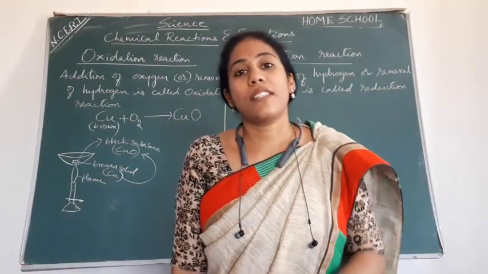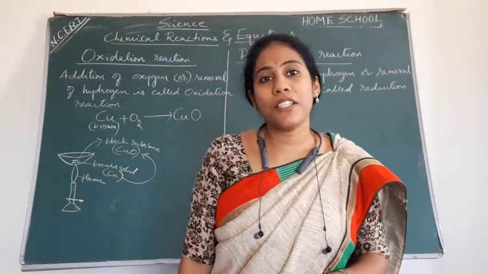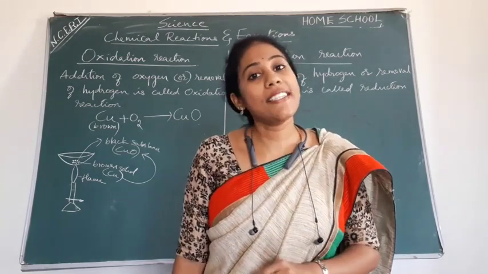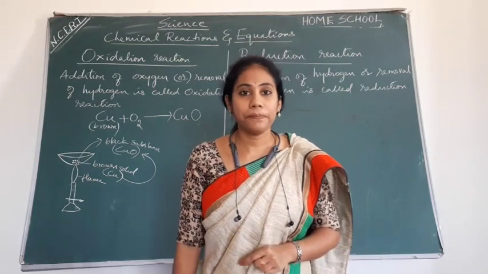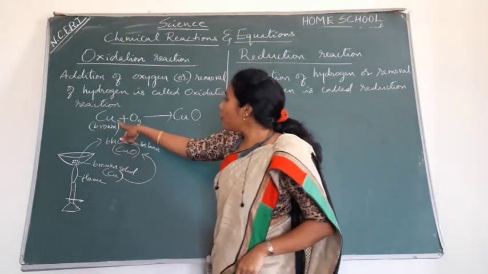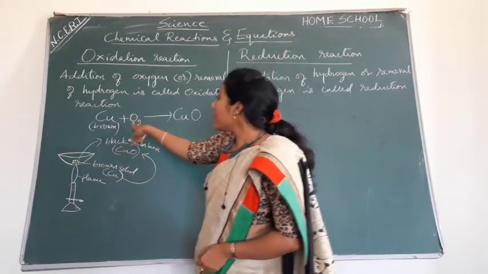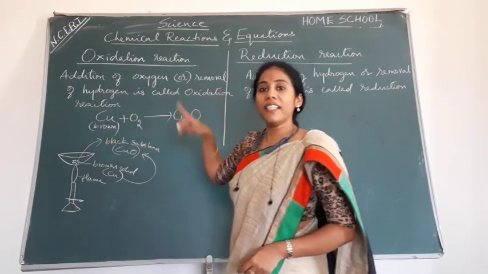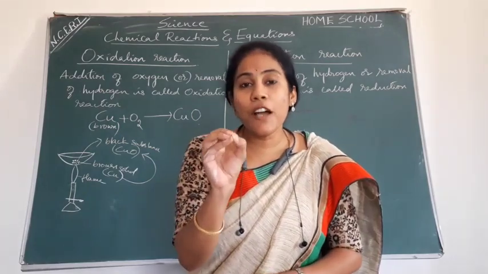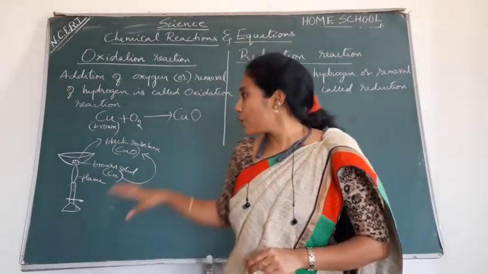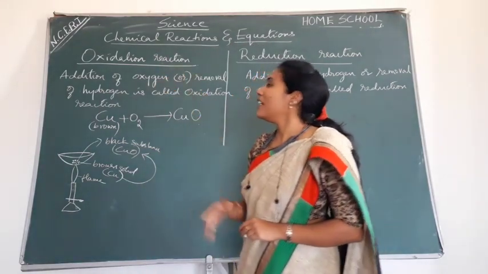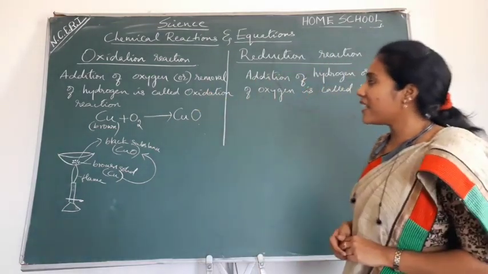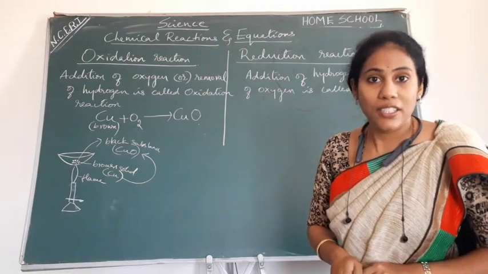So copper oxide. You need not memorize the formula, children. For every formula, you can use that valency concept to write it. Clear? Fine. So, what has happened here? Oxygen is added to copper. What have you observed in this reaction? Addition of oxygen is observed. So, this reaction we can call an oxidation reaction.